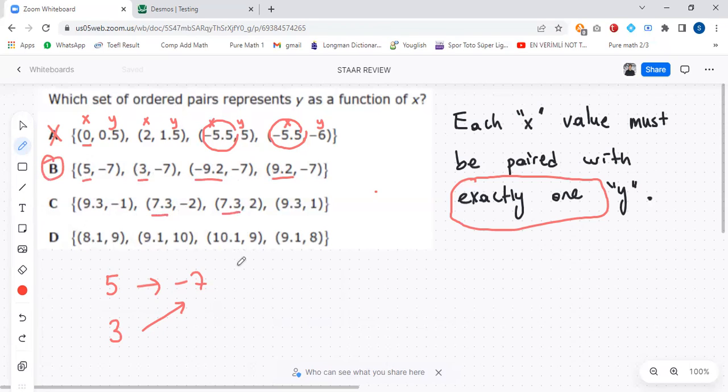So let's look at these. 7.3 and 7.3. And 7.3 is repeated, so this cannot be a function. 8.1, 9.1, 10.1, and 9.1. So 9.1 is repeated, so this cannot be a function.